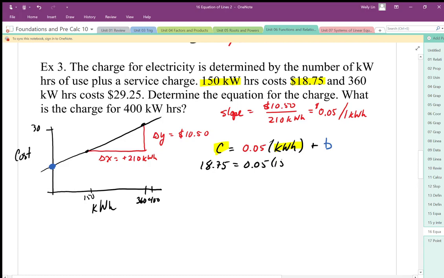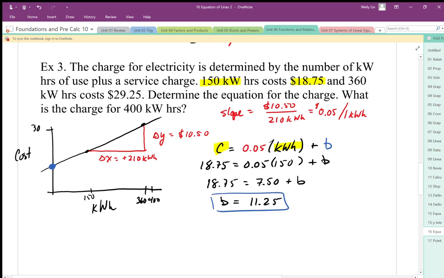So we have 150 kilowatt hours times 5 cents an hour plus B. So we end up with 18.75 equals $7.50 plus B. So the y-intercept works out to be $11.25. That is my initial charge. Okay, so there's my y-intercept.